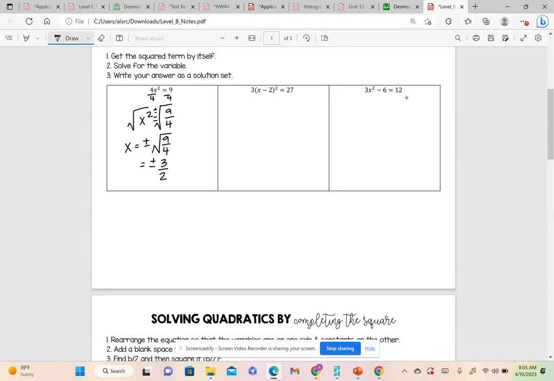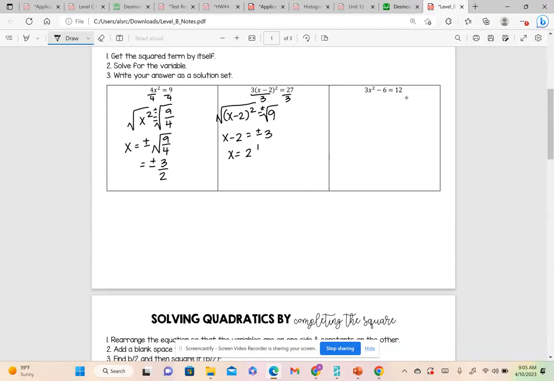Okay? Next example, get that x squared by itself. So divide by 3 on both sides. So I now have x minus 2 the quantity squared equals 9. Got to take that square root. So plus or minus on that side. So I have x minus 2 equals plus or minus 3. Square root of 9 is 3. Now I need that x by itself, so I'm going to add 2.